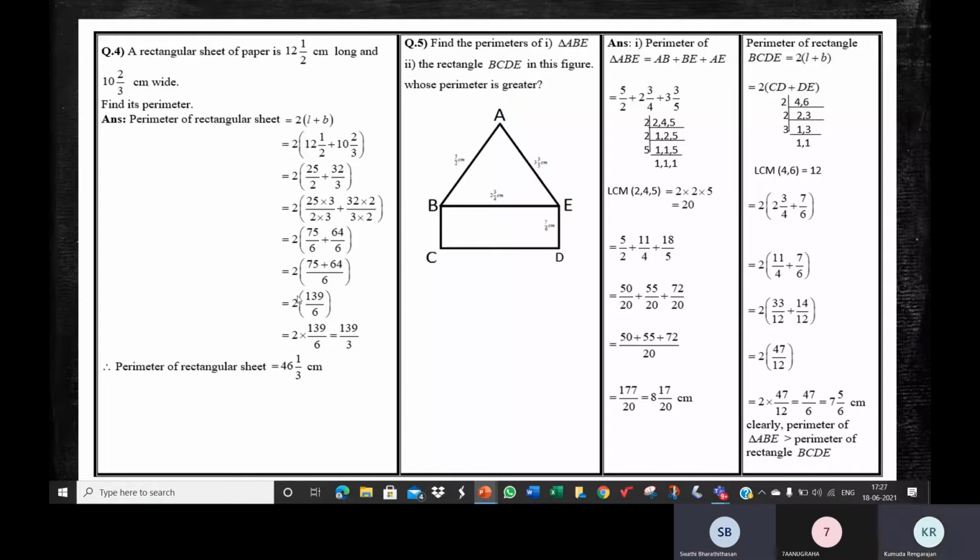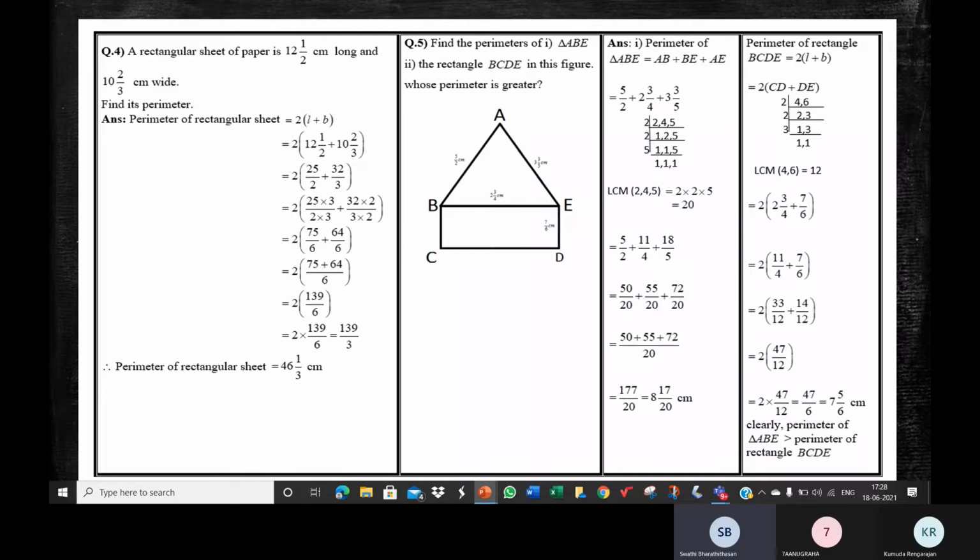Yes, ma'am. After we convert the mixed fraction into an improper fraction, we have to find the LCM of the two denominators. 2 and 3's LCM is 6, so we multiply both the numerator and the denominator by 3 to get 6. 25 into 3 and 2 into 3 will be 75 by 6. Then we add, and to make 3 into 6, we multiply by 2. So 32 into 2 and 3 into 2 will be 64 by 6.